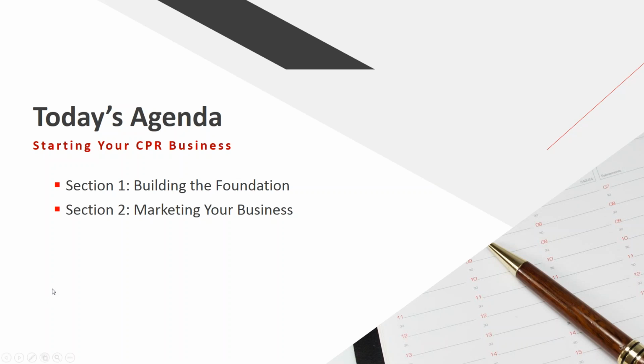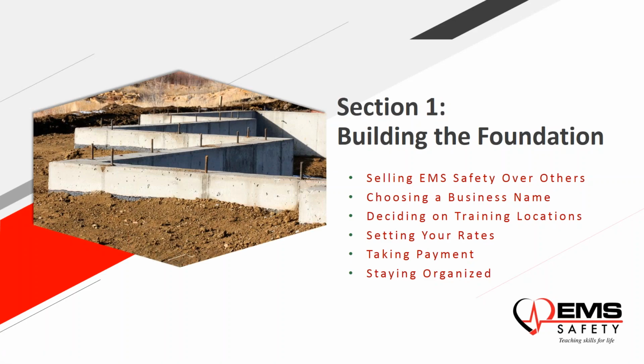So moving on here to section one, it's going to be broken down into a bunch of different pieces. We're going to start out by talking about selling EMS Safety over other programs, what sets us apart, choosing a business name, deciding on training locations, taking payments, and staying organized.